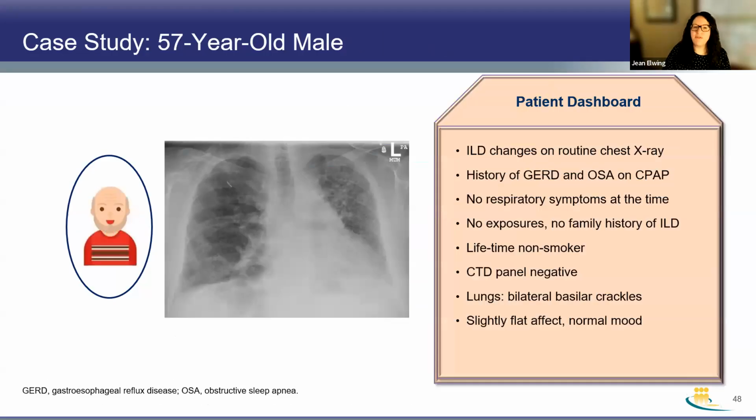So now I want to change gears to a 57-year-old with ILD changes on X-ray, acid reflux, OSA, on CPAP, very common problems in individuals in this age group. No exposures, no family history of ILD, lifelong non-smoker, no autoimmune disease, and he has crackles. Slightly flat affect, but interactive, able to give you a good story and a good history.